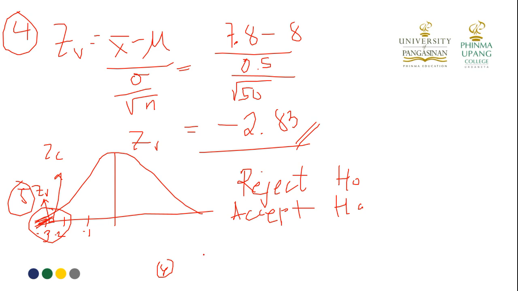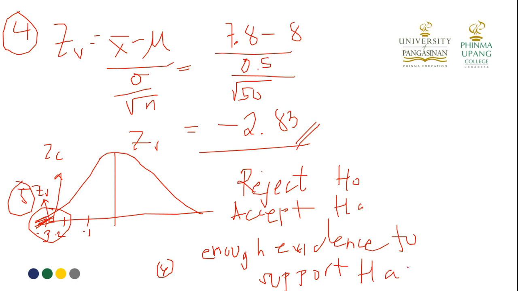And for the conclusion, since we accepted the HA, we have enough evidence. Okay? So we have enough evidence to support the alternative, right? Support the alternative for HA. And that is for day number 19.